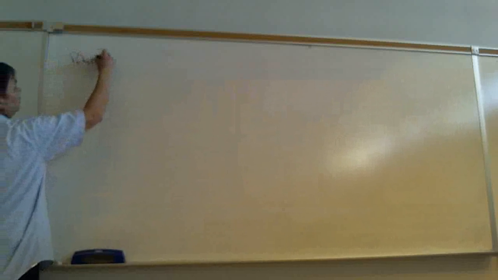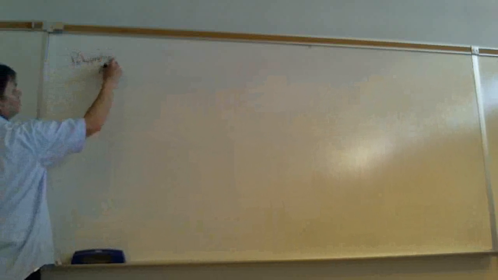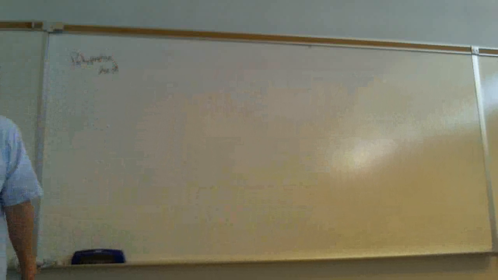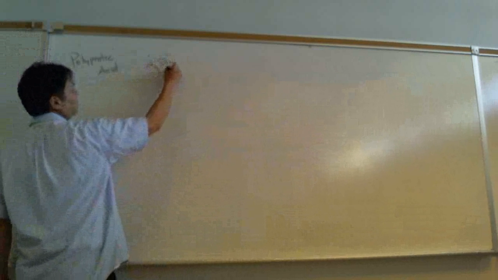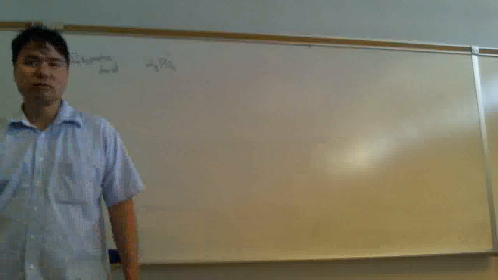All right, let's go on to more than two equilibria. And that's what we have here with polyprotic acids. Polyprotic acids would be like phosphoric acid. Phosphoric acid would be what we call a triprotic acid because it has 3 acidic hydrogens, H3PO4.